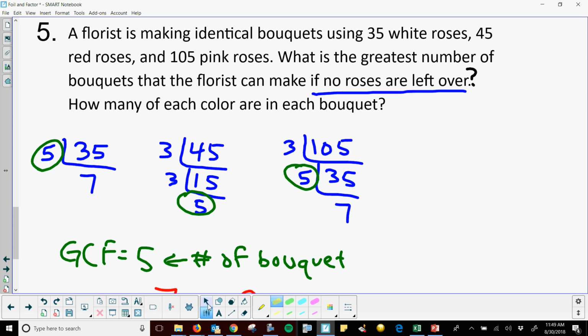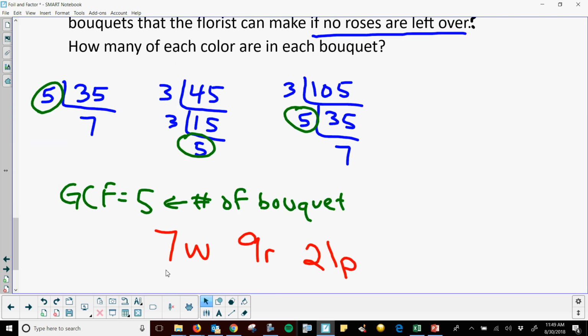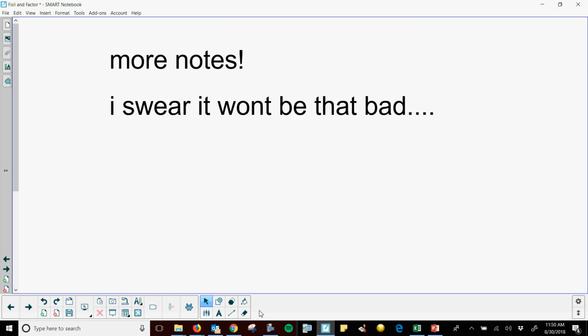Well, how do I know how many flowers of each? Guess what? All these leftovers are going to tell us. We're going to have 7 white. We divided these, so 3 times 3 gets put back together to be 9 red. 3 times 7 is 21 pink. And that's the end of that one.